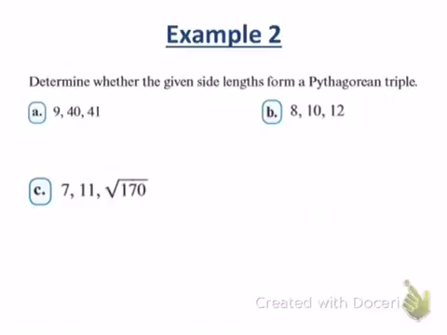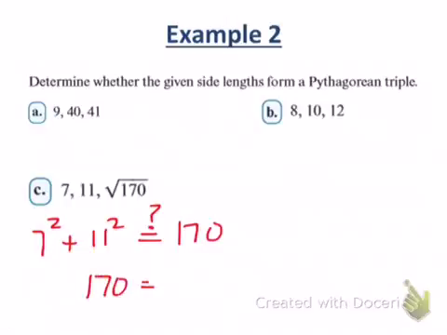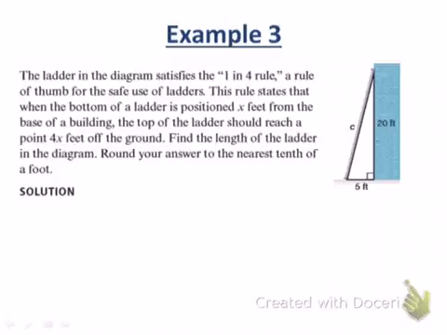Why is it a right triangle, Carson? Because 7 squared plus 11 squared equals the square root of 170 squared. The square root of 170 squared is just 170, right? And that's 49 plus 121, which is indeed 170. So 170 equals 170, and that's a right triangle. Well done. So you can see how the Pythagorean theorem can be used to help us.